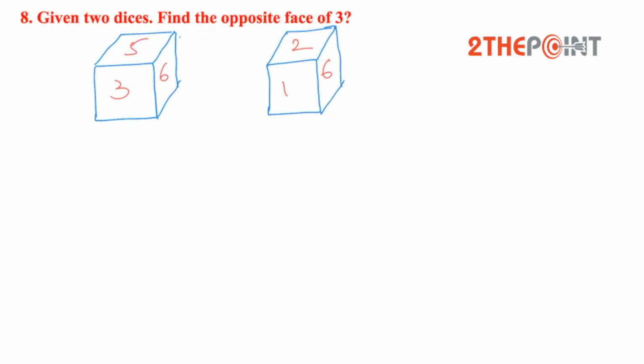Given 2 dice, find the opposite face of 3. Check for the condition whether it satisfies the same number on the same face. Here 6 is the number on the same face. Hence the condition is satisfied. Then the remaining 2 faces will be opposite to each other. Therefore 3 will be opposite to 1 and 5 will be opposite to 2. Clearly we can see that 1 is opposite to 3.